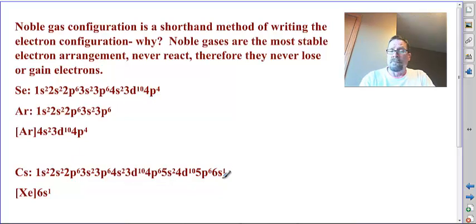which has, cesium has 55 electrons. That's a lot. Notice they all start at 1s and fill out. Here's argon with its 18. They all fill out, and they all fill out. Can I do a shorthand? Yes. And that's what this noble gas configuration is called.